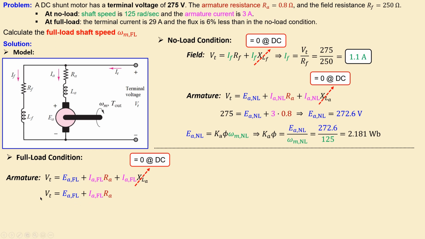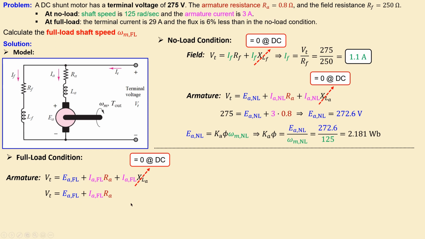You might ask, why do I need this expression? In order to go to the full load shaft speed, I have the back EMF. I require the back EMF for our full load condition, because the no load condition also expressed this for the shaft speed, so I need the specific value for the full load condition. But before we move on, I also need the armature current.